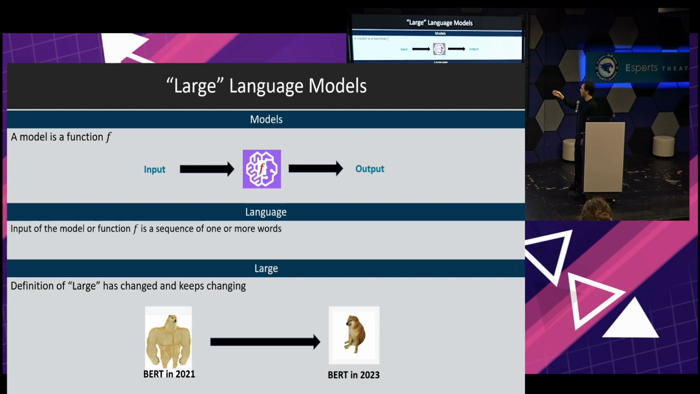Then finally, it says large, but this is very ambiguous because back in 2021, BERT was considered a large language model, but now it's a tiny language model. So the meaning of the word large changes over time. Now when we say large, maybe GPT-4, would it be large? Yeah, but BERT is obviously a very small model now.